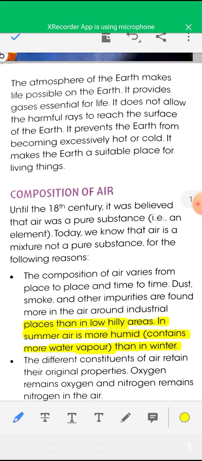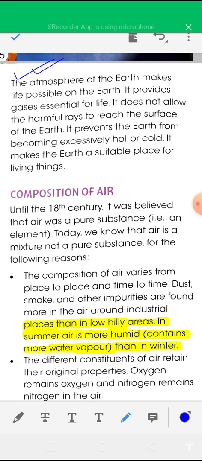Now see the importance of atmosphere. The atmosphere of earth makes life possible on earth. It provides gases essential for life. It does not allow the harmful rays to reach the surface of the earth. It prevents the earth from becoming excessively hot or cold, and it makes the earth a suitable place for living things. So these are the importance of atmosphere.